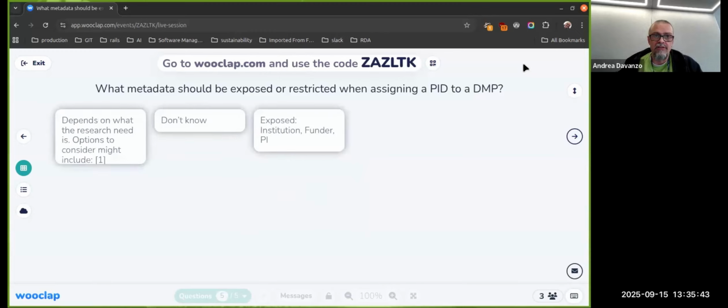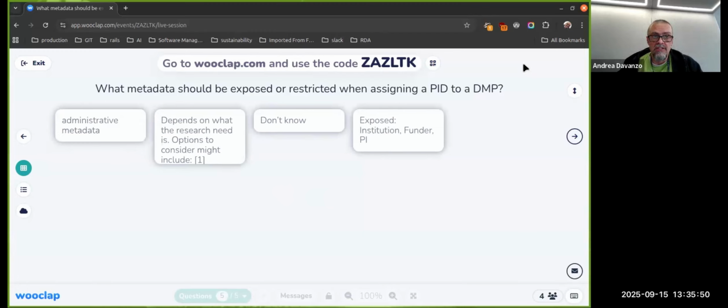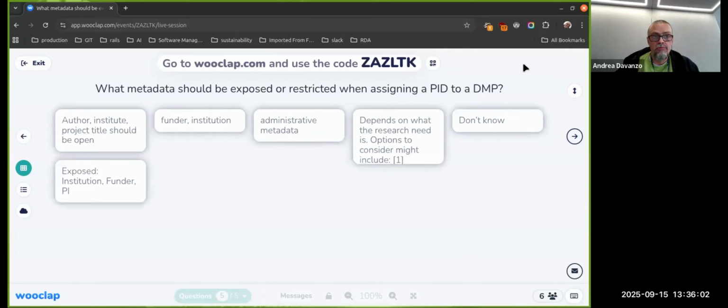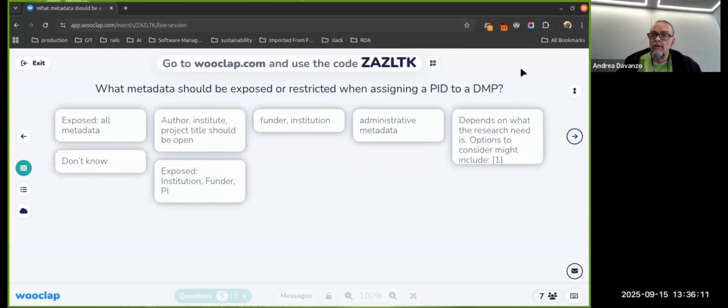Exposed: institution, funder, PI. Administrative metadata. Don't know, which is a very good answer as well. Depending on what research, options: author, institute, project title should be open. Yep, that is. Thank you. Expose all metadata.